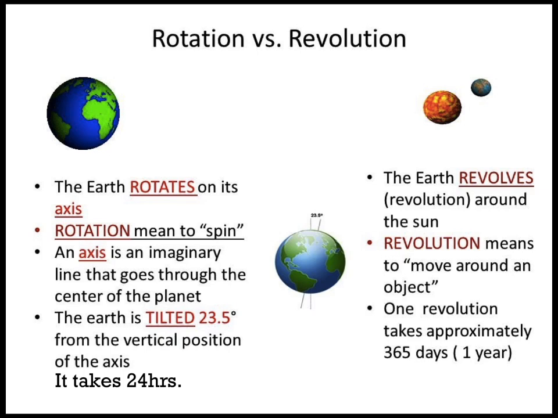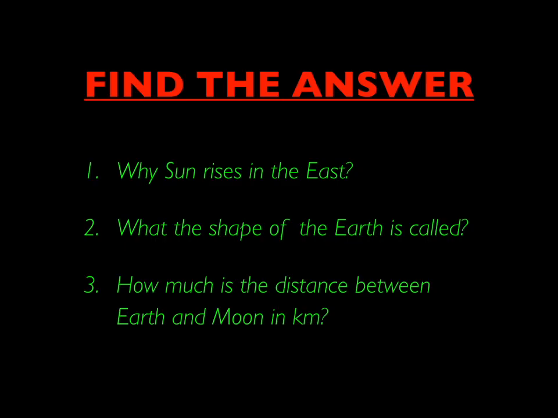Let us discuss the difference between rotation and revolution. The earth rotates on its own axis, whereas it revolves around the sun. The rotation is nothing but to spin around its own axis, whereas revolution means to move around any specific object. The rotation of the earth takes 24 hours, whereas the revolution of the earth takes 365 days, or a total of 1 year.